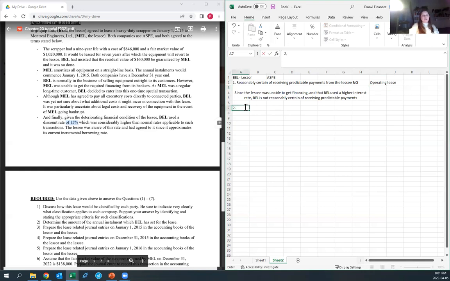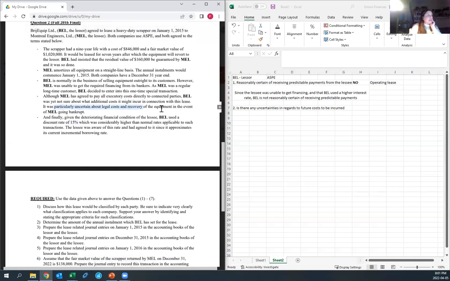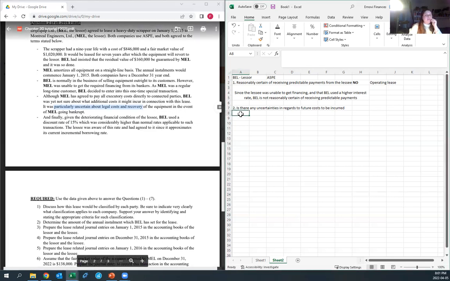We can also look at the second one. So is there any uncertainty in regards to future costs to be incurred? And it was mentioned that Bell was uncertain about legal costs and the recovery of the equipment in the event of Mel going bankrupt. So they're unsure. So here it's a yes. But since it's a yes, it's like a no, if that makes sense. If you said no, then this criteria passes. But since it's yes, then that's not good. So it's going to be an operating lease. So both of them are negative, so both of them make it an operating lease.